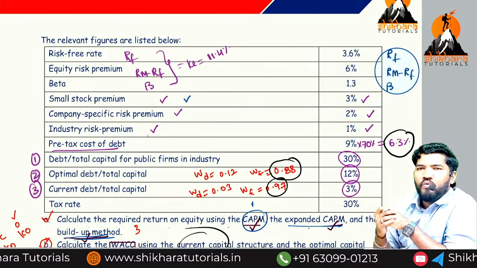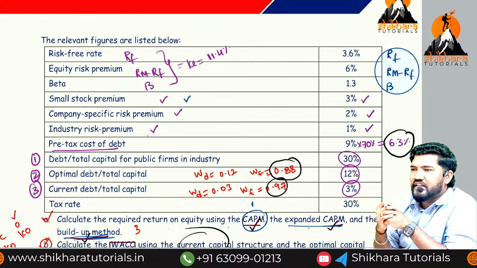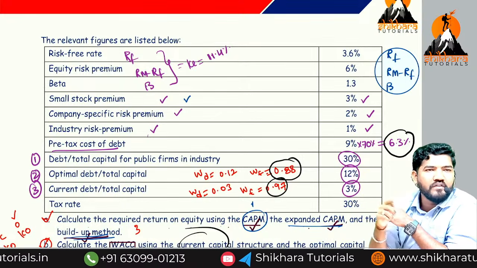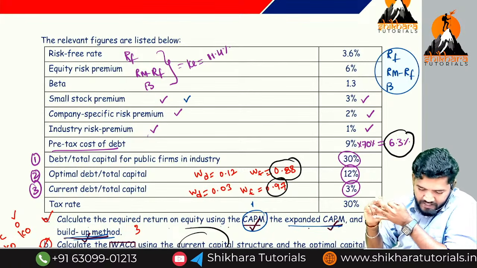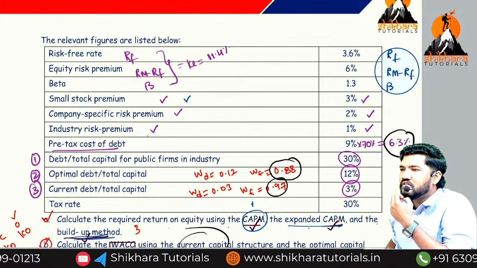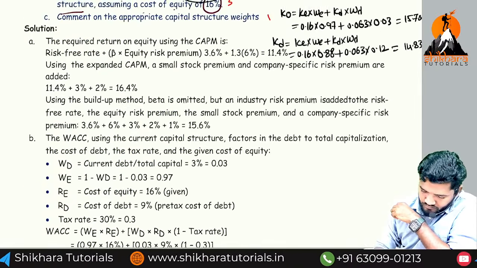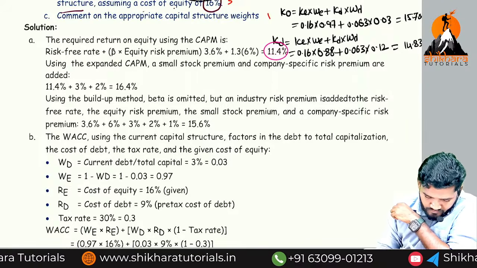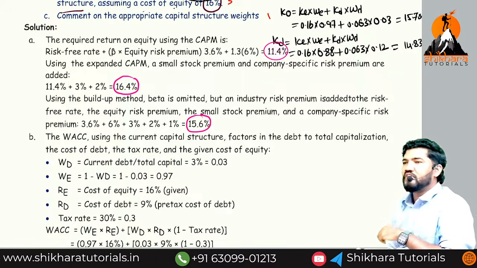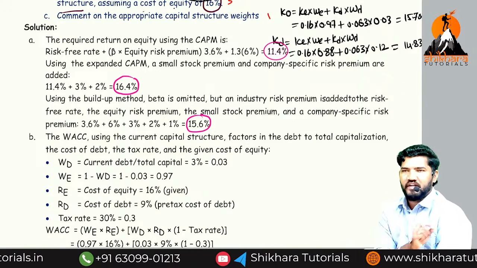Nana, clear? What about the build-up model, Nana? For that 16 point, we are not adding anything. RF, we are not using beta here. Point to be understood, we are not using beta. RF plus (RM minus RF) plus small stock plus company plus industry. What, Nana? 15 point. 11.4%, 16.4%, 15 point. Any complications? Nana, clear? But when it comes to the exam, you have to write clearly each and everything.